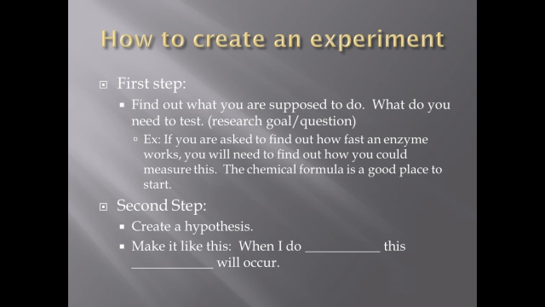Okay, so how did you create your experiment? Well, the very first step, guys, is you want to find out what you're supposed to do. That sounds kind of common sense, but you sit there and think about it. You actually sit down and think, okay, what do I have to do here? And this is called your research goal or your question. So, for example, if you are asked to find out how fast an enzyme works, you will need to find out how you could go about measuring this. And a good place to start is look at the chemical formula.